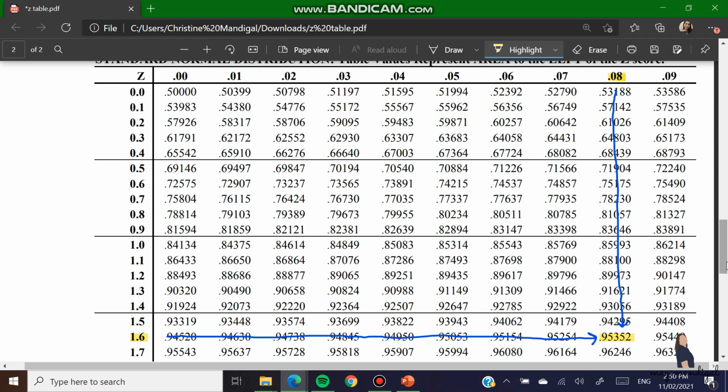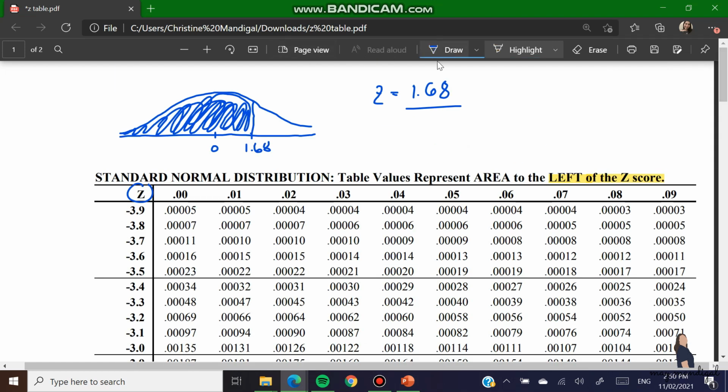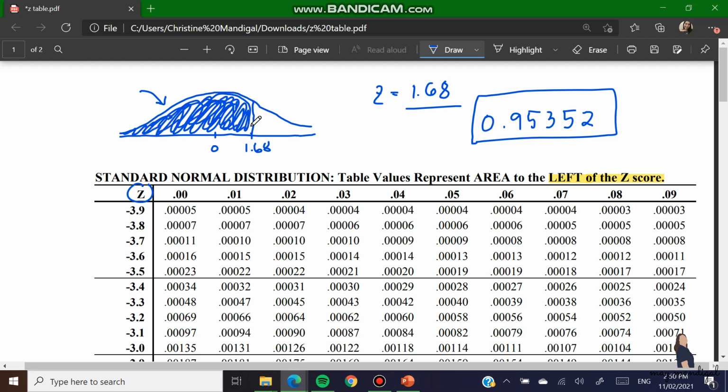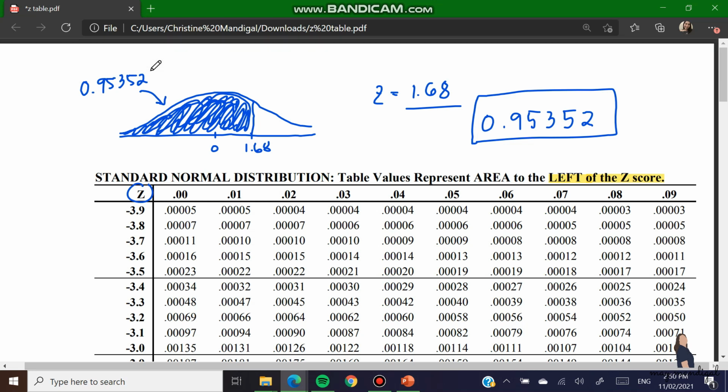Okay, 0.95352. So let's write here 0.95352. The value that we obtained from our z-table is now the area that represents the left side of our z-score, which is 1.68. So this is 0.95352. Remember, the total area under the normal curve is 1. So 0.95352 of that falls within this range, which is from 1.68 and below.